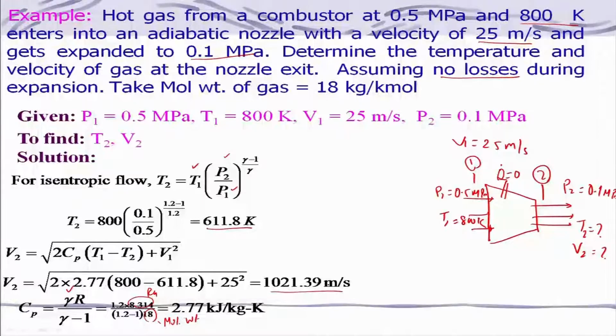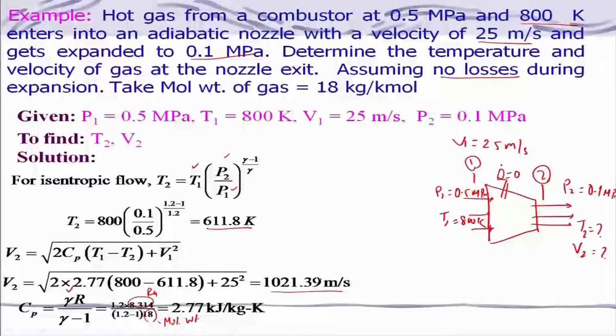Suppose I assume that there is not much effect of this inlet velocity, which is 25 meter per second, because the exit velocity is 1021.39 meter per second, which is quite high compared to the inlet velocity. If I assume that to be neglected, then what kind of error will I make? You can calculate that, and you will find the error will not be much, number 1.